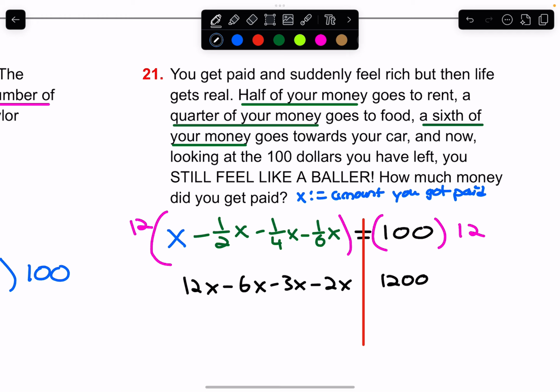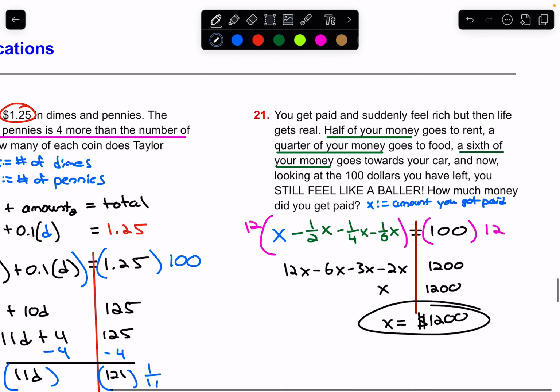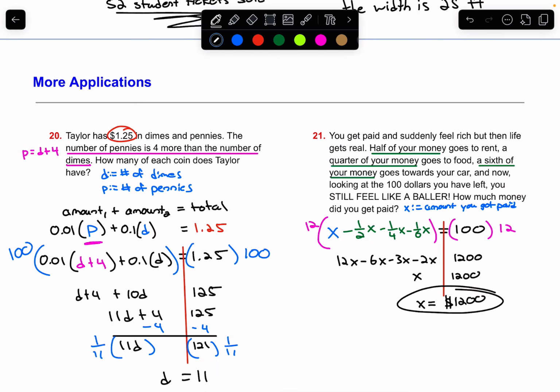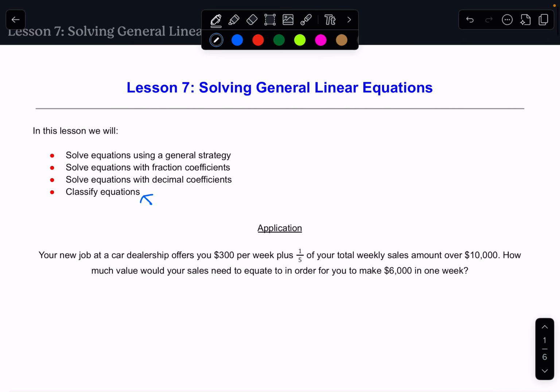Now look at the left side, 12x minus 6x minus 3x minus 2x. Well, that's just x. And what do we have on the other side? 1200. So x, which was your paycheck, is $1,200. Well, isn't that cool that you just multiply by 12, combine like terms, and all of a sudden, boom, x is 1200, just like that. Easy peasy. All right, we have one more application on the title slide. So we got to go all the way back up, then we're done.